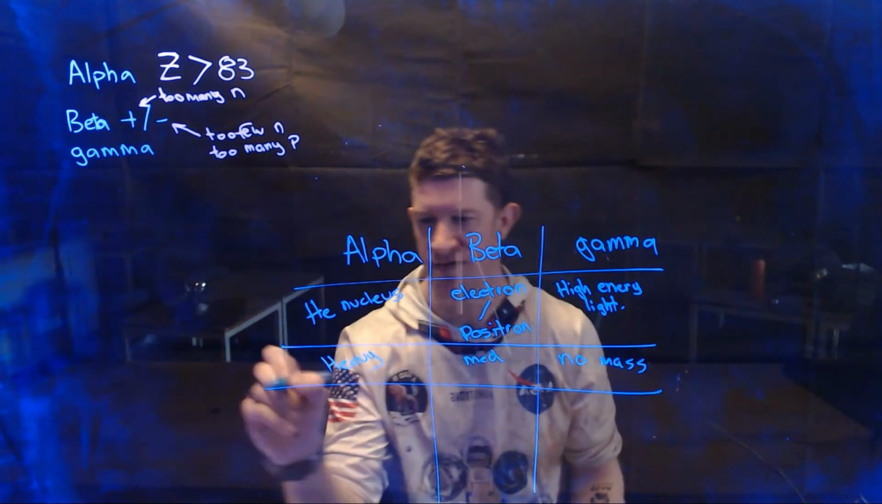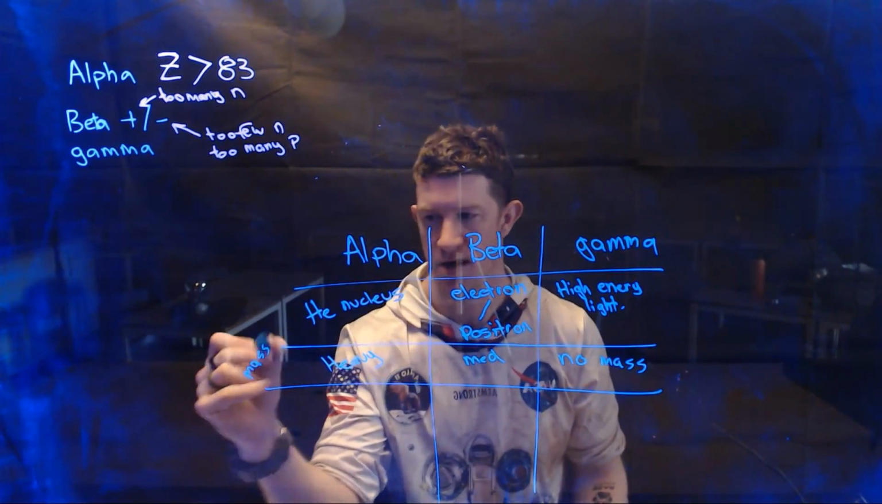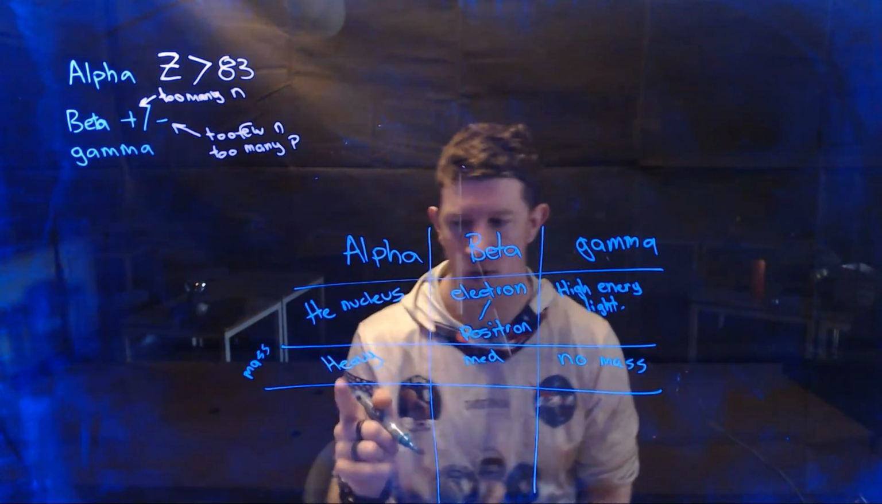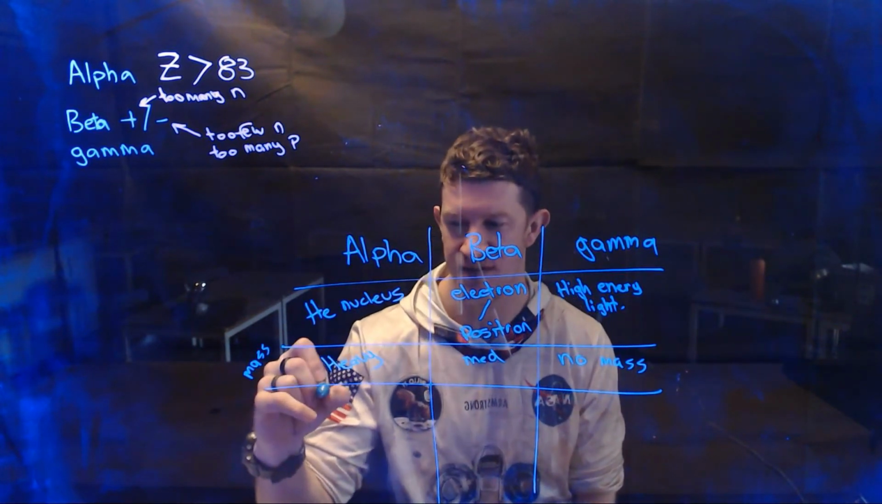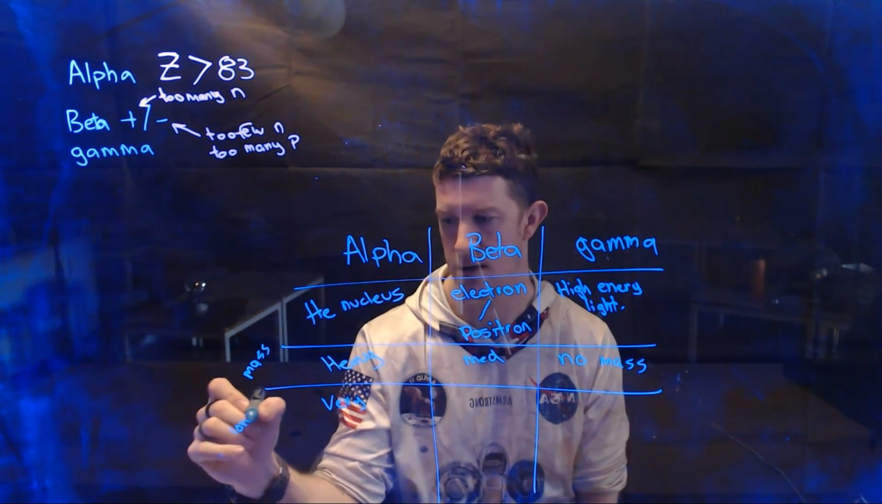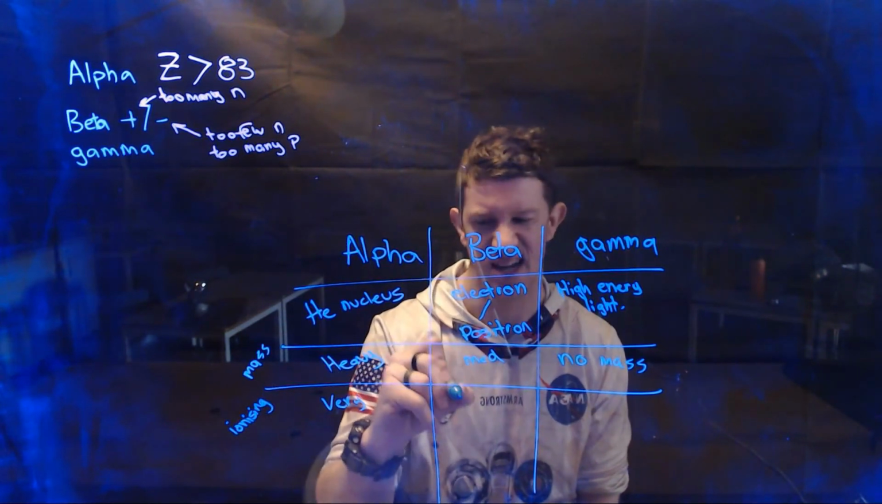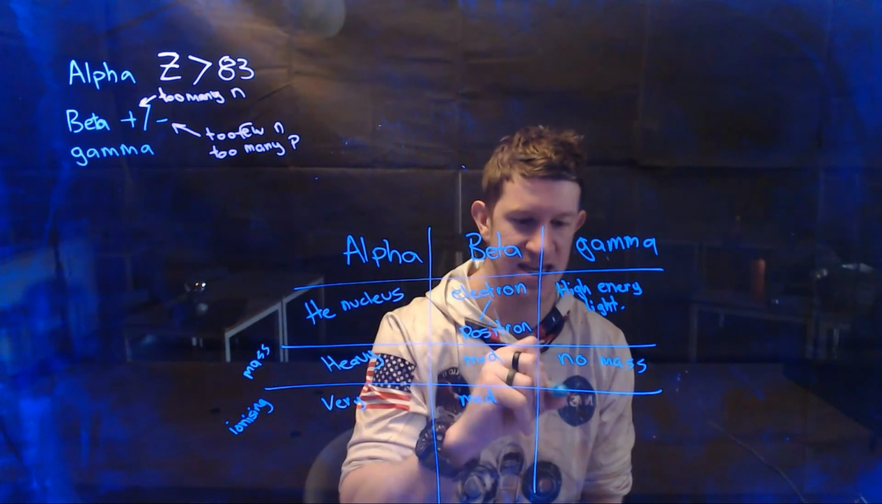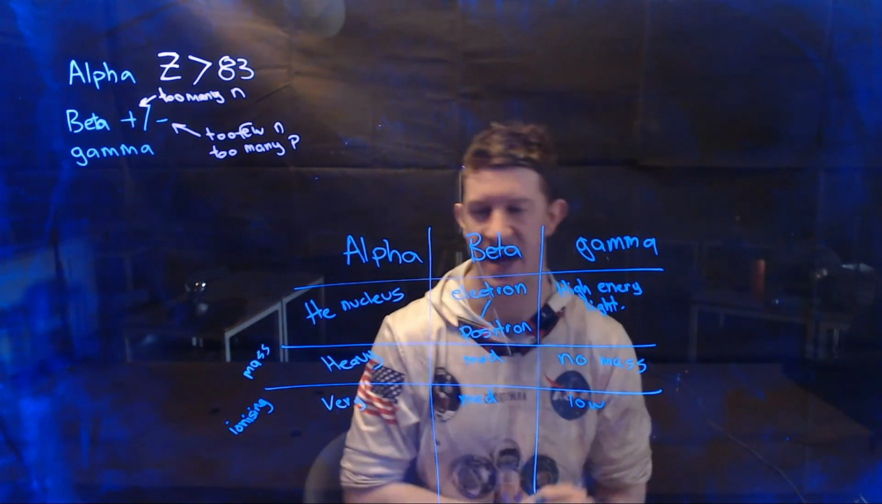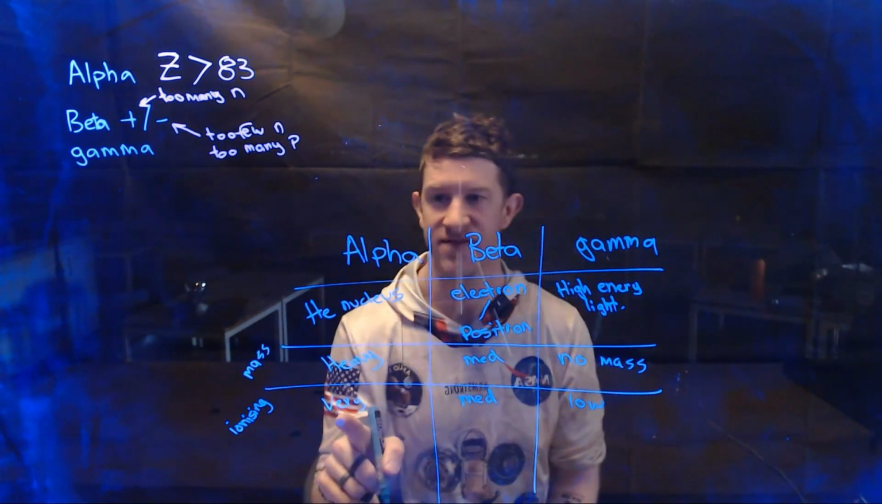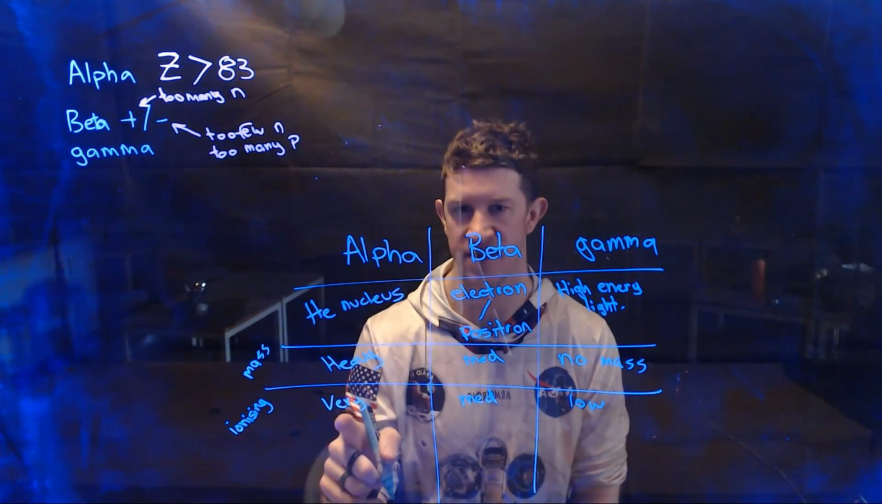In terms of the ionizing ability, it works the other way. Alpha is very ionizing. Beta is medium, and gamma is low. Doesn't have a lot of ionizing ability. Alpha, extremely ionizing. So this makes it very, very dangerous.